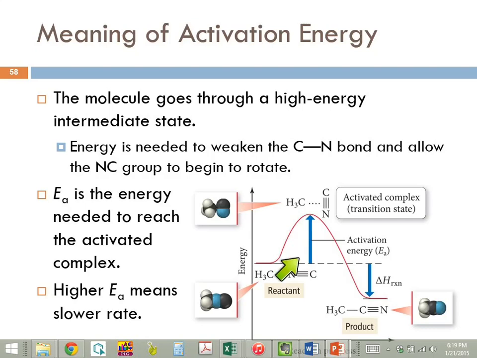So the activation energy here is the energy needed to reach that activated complex. The higher this barrier, the slower the rate of the reaction, because you need more energy to get to that point. So there needs to be energy to twist this, to rotate it into this activated state. Once that occurs, it's downhill, literally, from there. It's all downhill, and it will go ahead and make this product. Okay, so that's the activation energy.